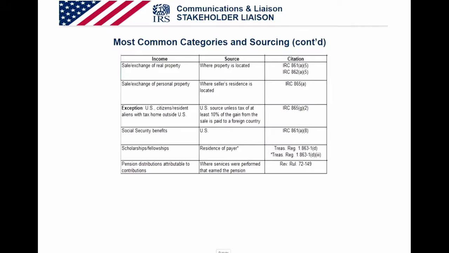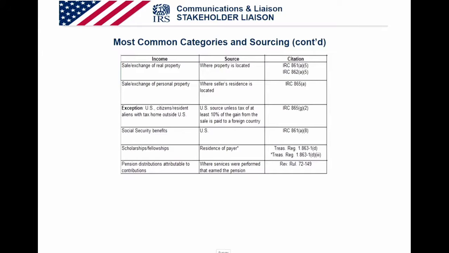And continuing on the next slide, we have the sale or exchange of real property. And this is sourced where the property is located, which is pretty straightforward. Then we have the sale or exchange of personal property. And this is sourced where the seller's tax residence is located. But there's usually always an exception. In fact, sourcing has a lot of exceptions. I'll just mention this one for personal property. Basically, the exceptions are intended to discourage the establishment of offices in tax havens to change the source of the income from the sale of personal property.